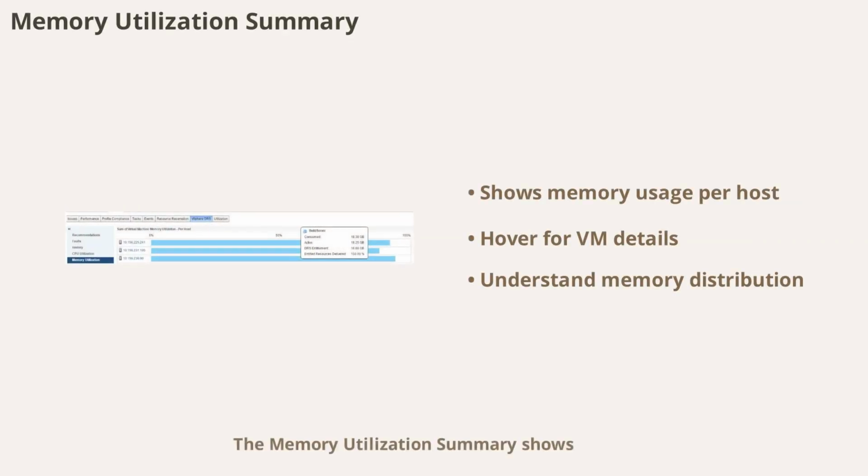The Memory Utilization Summary shows how memory is consumed across hosts. While DRS balances based on active memory, this view helps you understand overall memory distribution. By hovering over the bars, you can see VM-level memory usage, making it easier to diagnose issues and optimize resource allocation.